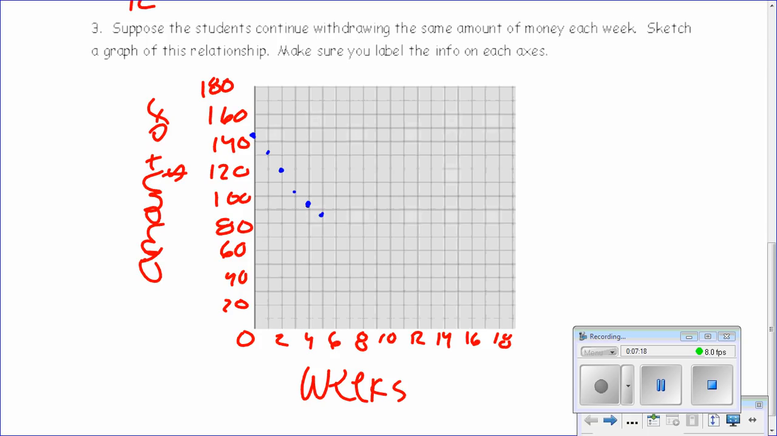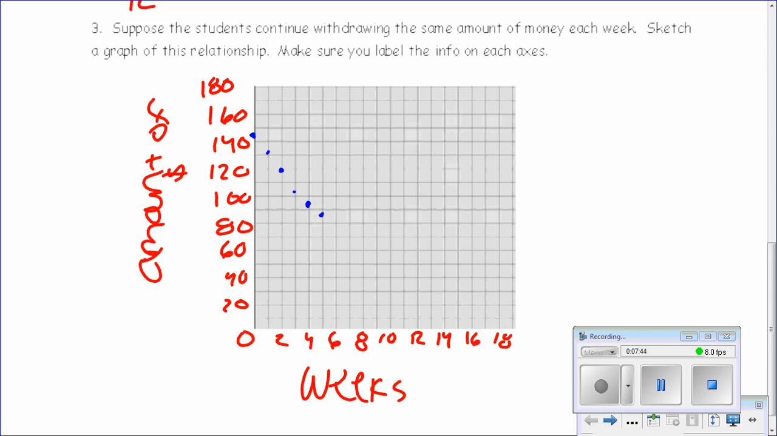But they said, suppose the students continue withdrawing the same amount of money each week. Well, we know that they are withdrawing how much each week, Elena? 12. So based on this, we can keep going. So at week, what are we at? Week 6? At week 5, we were at $84.